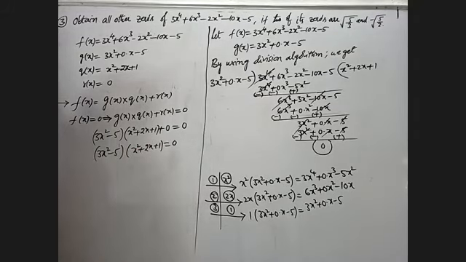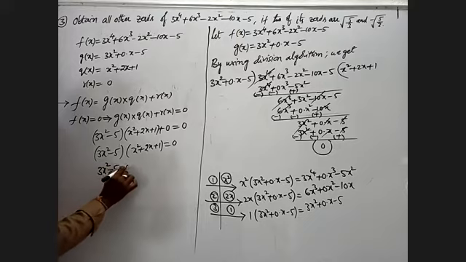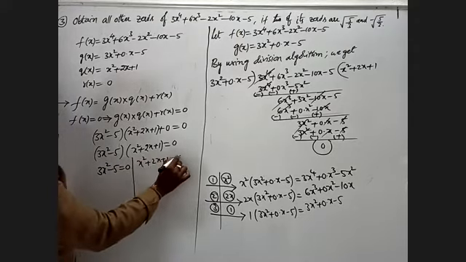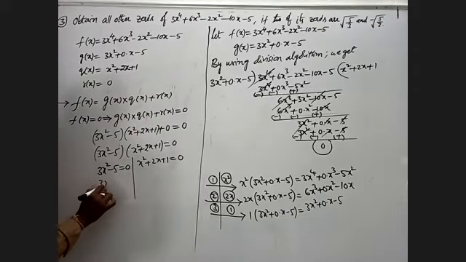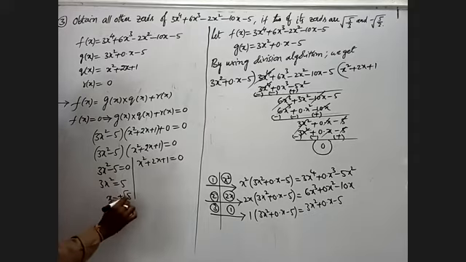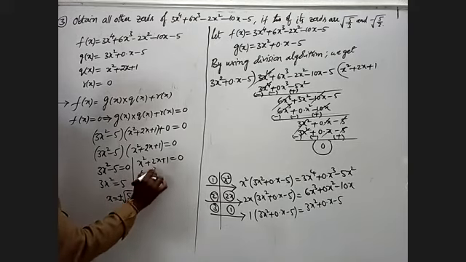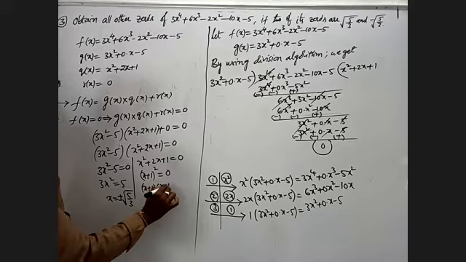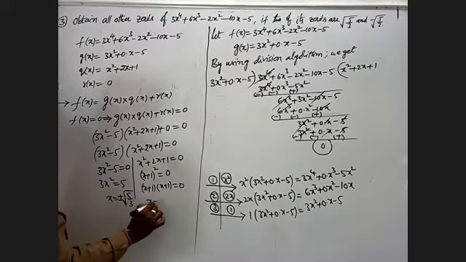Observe. AB is equal to 0 means that I will write A is equal to 0 and B is equal to 0. That I will write 3x square minus 5 equal to 0 as well as x square plus 2x plus 1 is equal to 0. Here 3x square equal to 5, then x is equal to plus or minus root 5 by 3. Again, we'll take this one as x plus 1 whole square equal to 0, that is x plus 1 into x plus 1 is equal to 0. Finally, x is equal to minus 1, comma, minus 1.